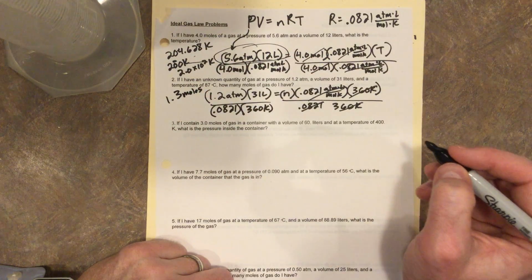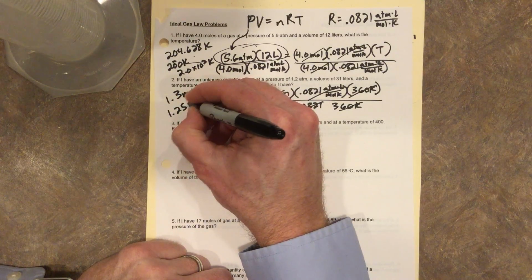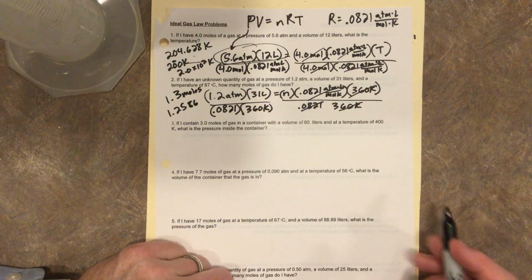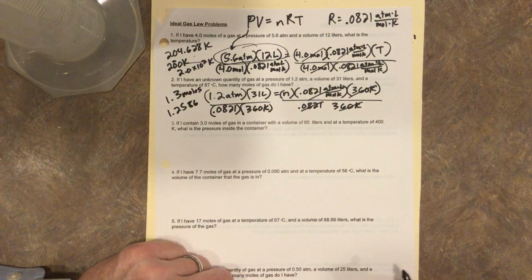Actually, in your calculator, you probably saw this, 1.2586. But with sig figs, once I convert that over, 2 sig figs, 2 sig figs, 2 sig figs, it's going to be 1.3 moles. Next one.